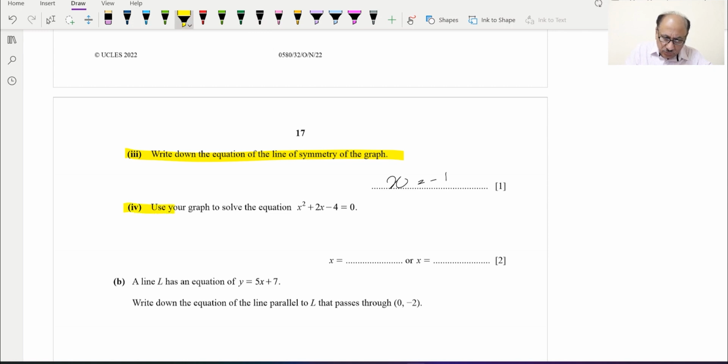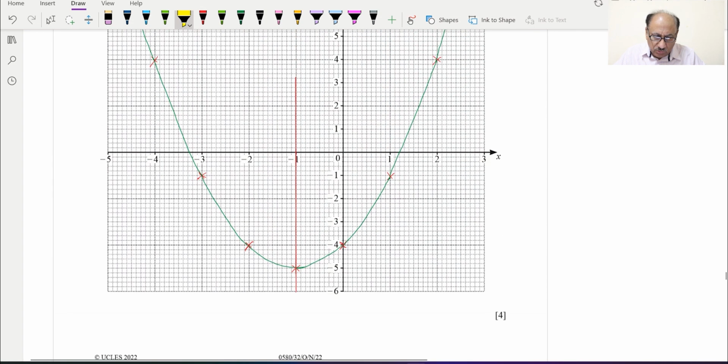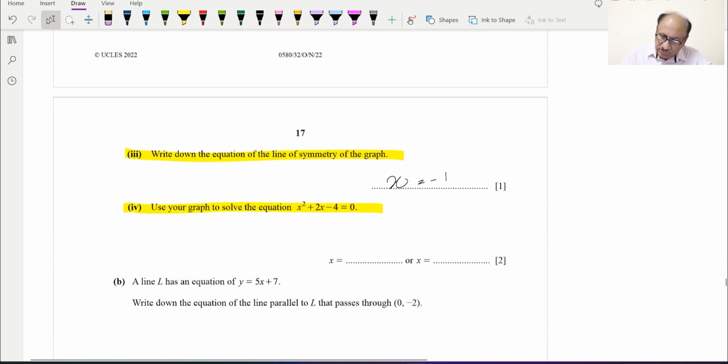Then for the fourth part, use your graph to solve the equation x square plus 2x minus 4 is equal to 0. So x is equal to, we can take these 2 points, this one and this one, and if we check, these values are roughly minus 3.2, and this is plus 1.2 roughly. So hopefully your answer is within the range. Graph questions are always a range.